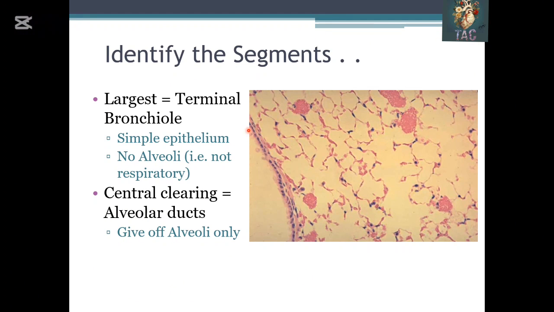So you can identify, this is important to identify the segment. So you can see this area is basically the alveolar duct which is present, and these smaller ones are all the alveoli which are present, and here you can see the respiratory bronchiole.